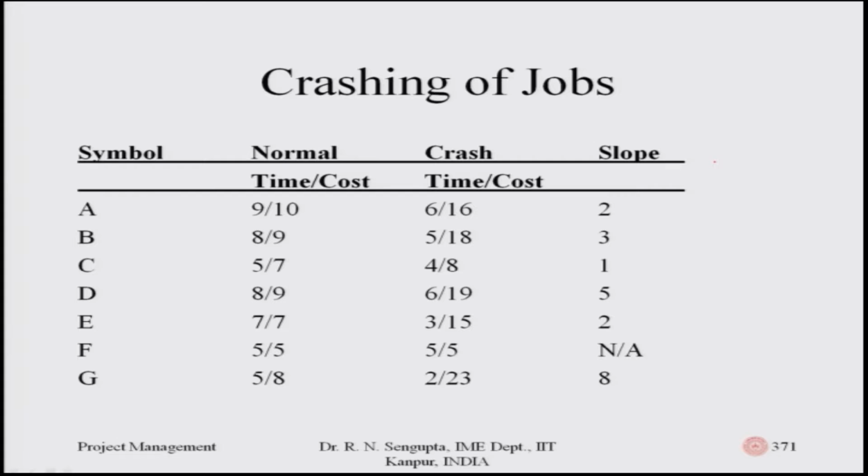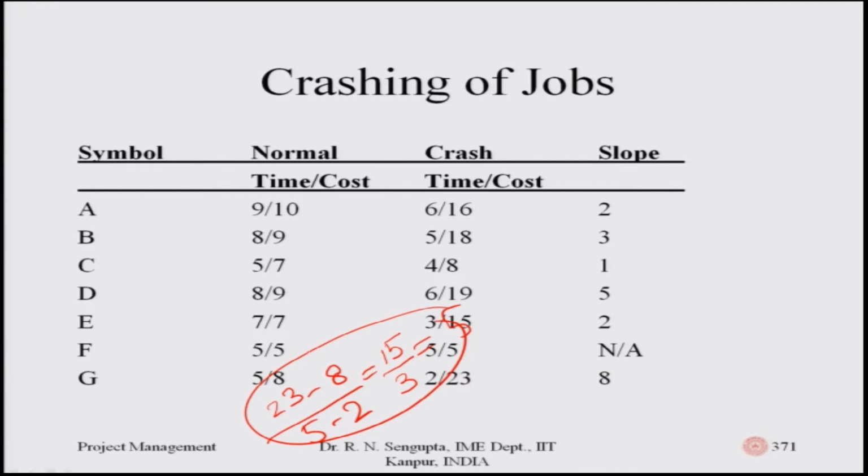If I go to the last one, which is job D, it is 23 minus 8, which is 15, 23 minus 8, let me write it down, and the last is 5 minus 2, which is also here it should be 5. So, I will just recalculate it. Anyway, I will try to have a look in this 371 slide and come to that.